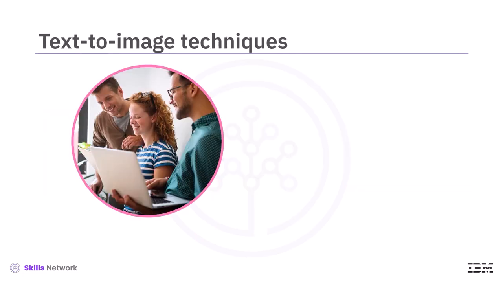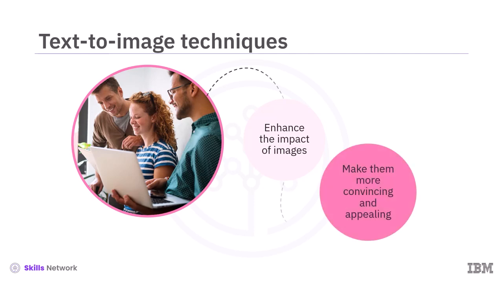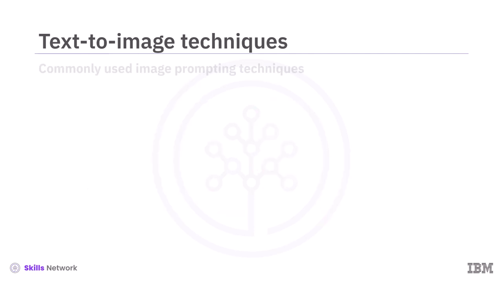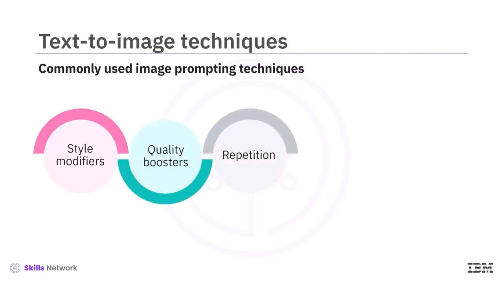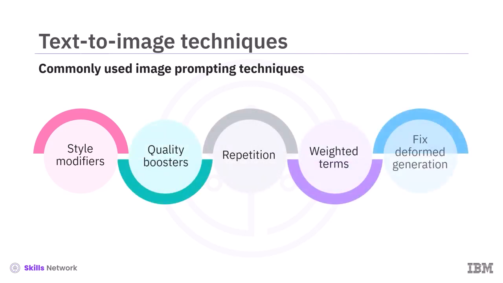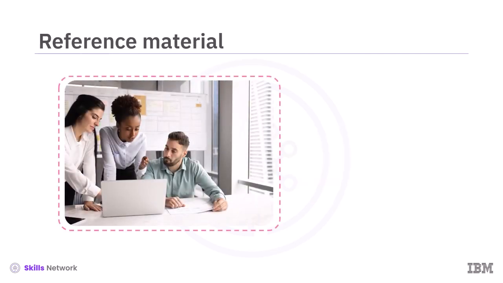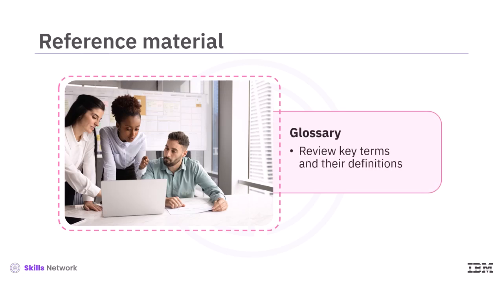Image prompting techniques enhance the impact of images obtained through generative AI models and make them more convincing and appealing. The commonly used image prompting techniques are style modifiers, quality boosters, repetition, weighted terms, and fixed seed generation. You have now reviewed the fundamental concepts covered in this course. Remember to go through the glossary at the end of the course to review the key terms discussed and their definitions.